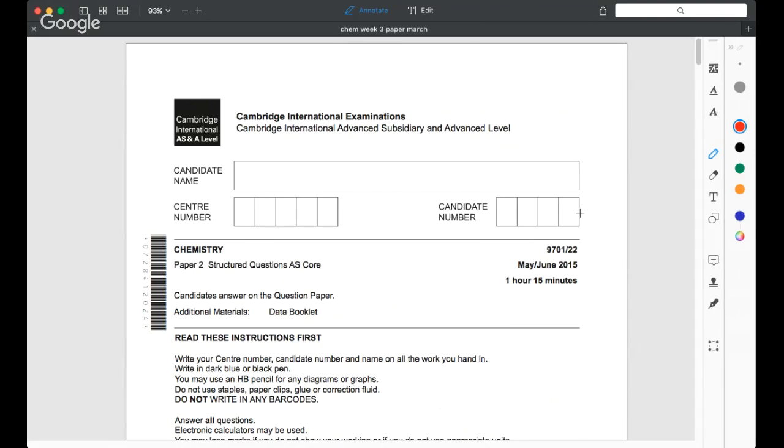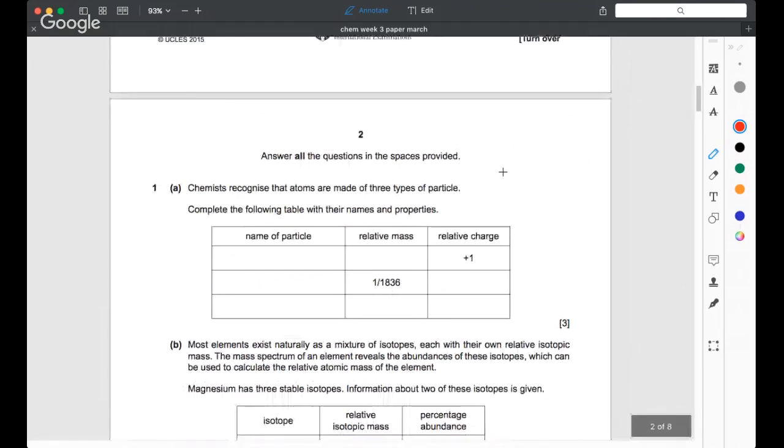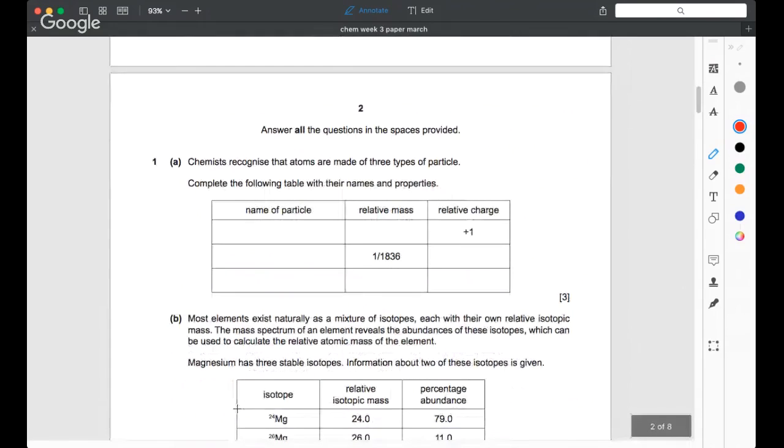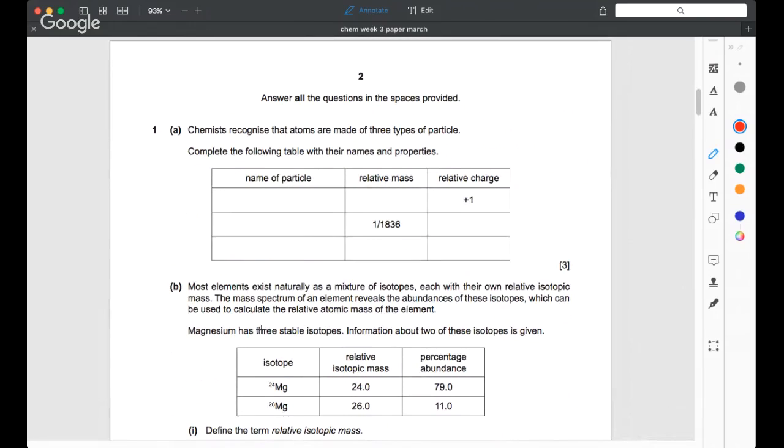Okay, so we're gonna cover this paper today. And if we have time in the end, we can go back to the multiple choice questions we didn't finish last time. So this is like a written paper. The other one was multiple choice.